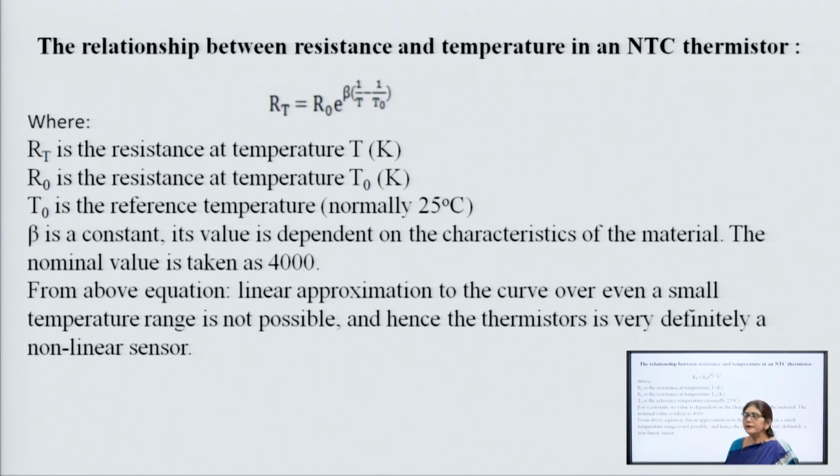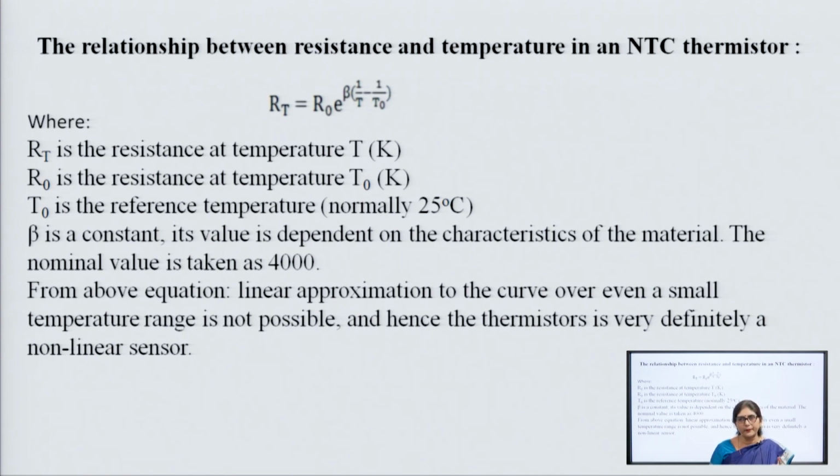Beta is a constant, and its value depends on the characteristic of the material which we are using for the manufacturing of NTC thermistors. Normally the value of beta varies from 3500 to 4500, and the nominal value we can take as 4000. From the above equation we can see that RT varies exponentially when temperature increases. So, this is the advantage of NTC thermistor, that there is a large variation in resistance when the temperature increases.